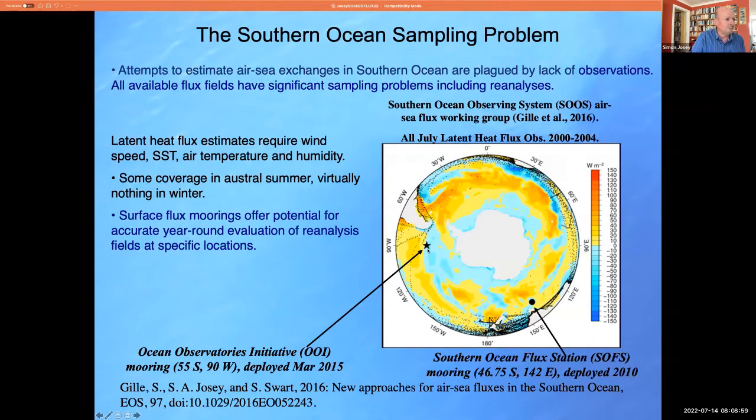And so we've been very fortunate in many ways in the last 10 years. At first, we had the Southern Ocean Flux Station deployed in 2010, and then we had the Ocean Observatories Initiative, and I'll come back to SOFS in a minute.